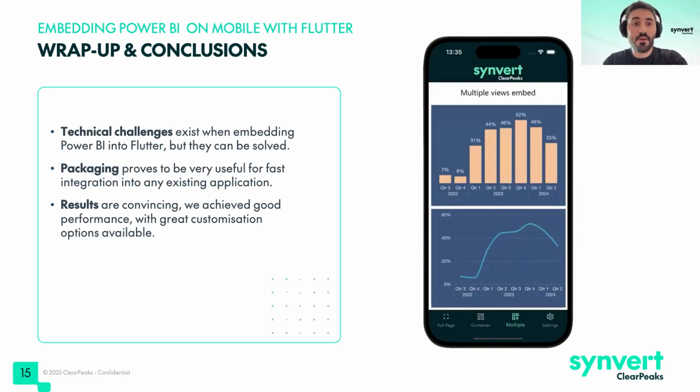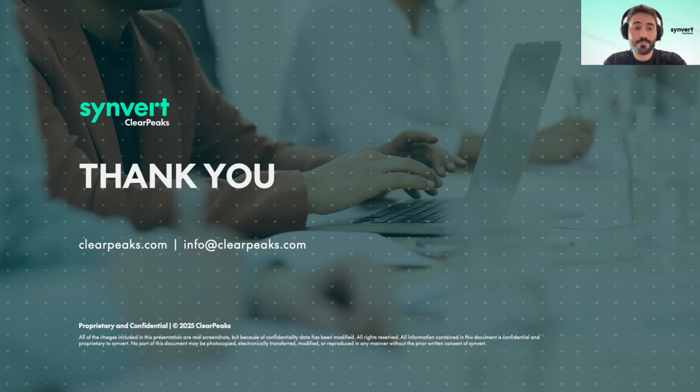So as we saw, there are a lot of technical challenges when we want to embed a Power BI report into a mobile application, but all of them can be solved. Packaging, as we saw, proves very useful because we can solve this issue once, iterate through it, and eventually have it optimized. And we can integrate this solution into any package that we want quickly and easily. Also, as we have checked, the results are very convincing. The performance is great and the application is working very well without any technical disadvantage.